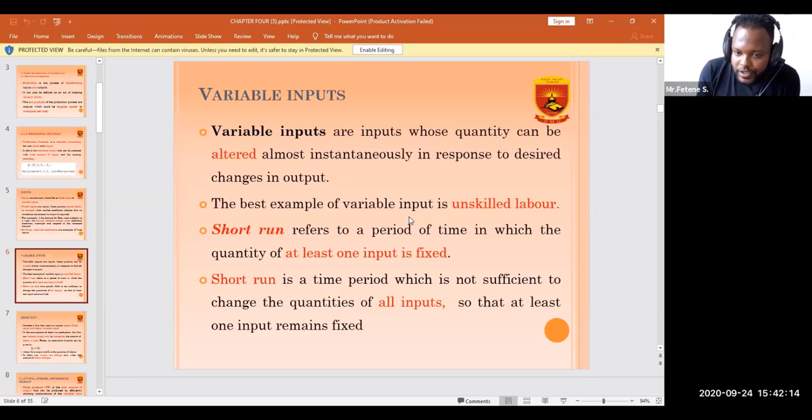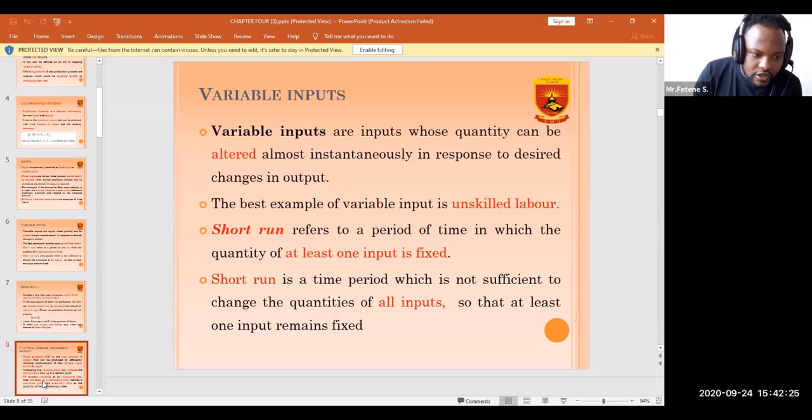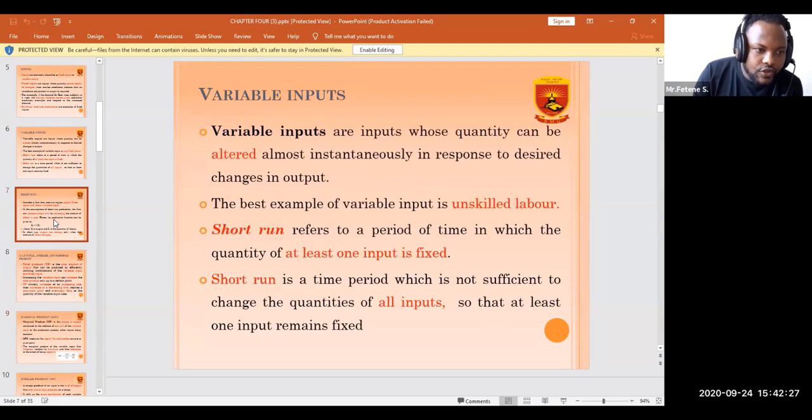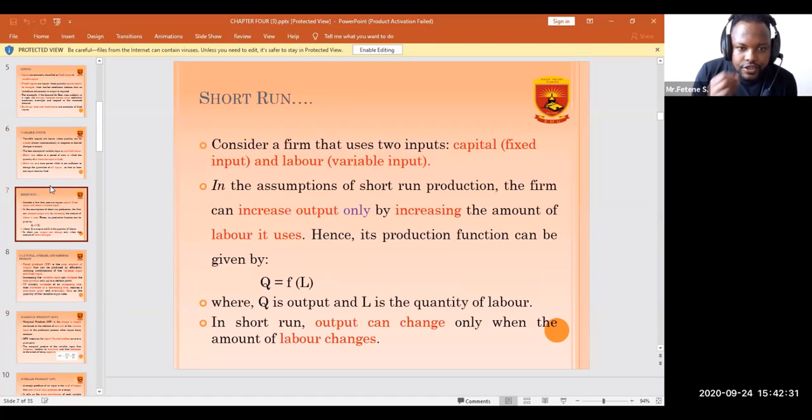The short run is the time period which is not sufficient to change the quantity of all inputs, so that at least one input remains fixed. In this case it's called the short run. So this short run considers a firm that uses two inputs: capital, which is the fixed input, and labor, which is the variable input.